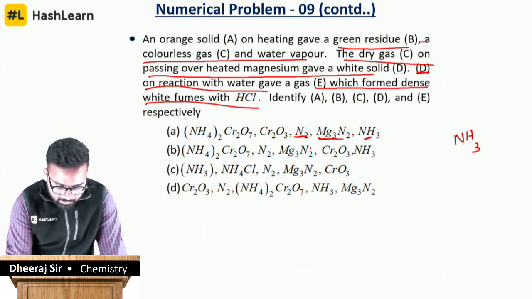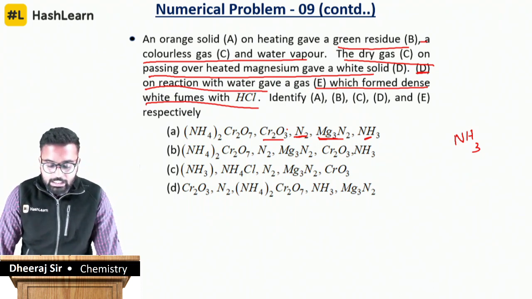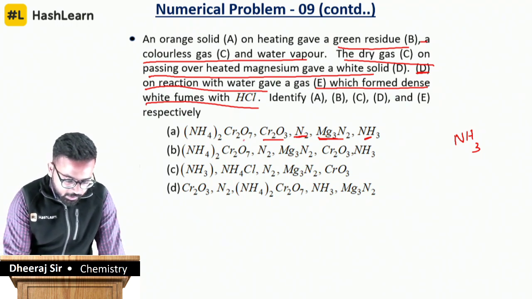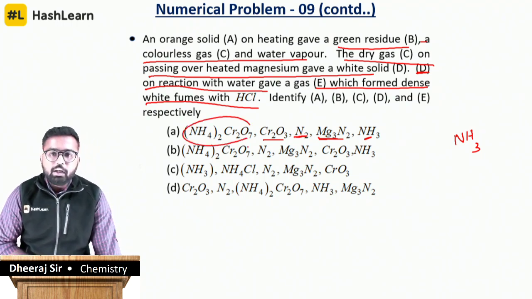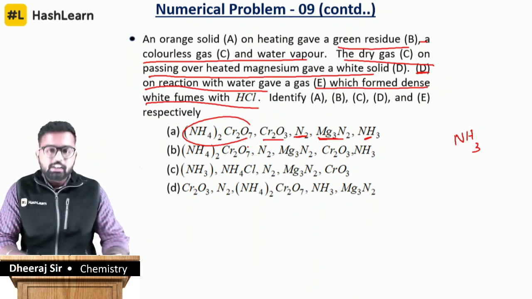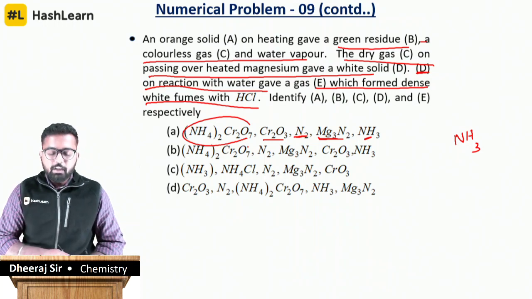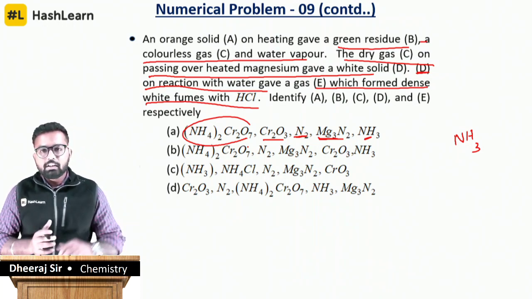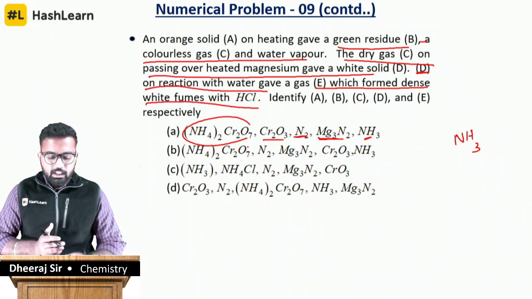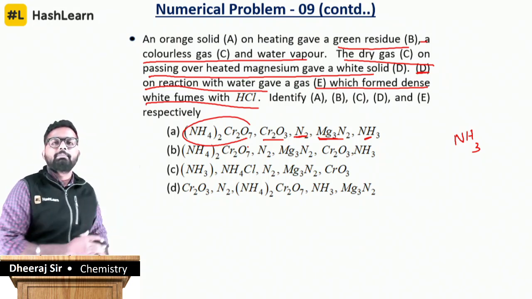So if you look at that, it is chromium trioxide or chromic trioxide, which is green in color, the green residue. After that, it becomes a little easy for us, and this entire thing obviously has to come from ammonium dichromate. So you have to work on one clue that you know. The easiest catch statement here is it forms dense white fumes with HCl. From your practical lab knowledge, you'll be able to tell that it is ammonia which forms dense white fumes with HCl. From there, working backwards becomes easy.